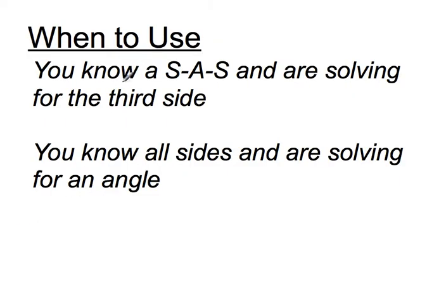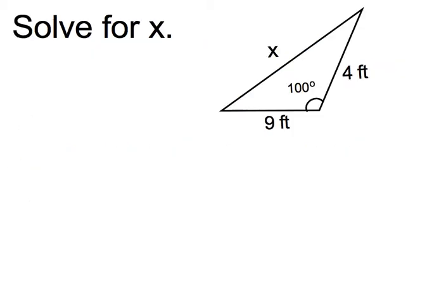So when do we use the law of cosines to solve for pieces of triangles? Well, if you know a corresponding side, angle, side, and you're looking for the third side of the triangle, then that's one of the instances you would use it. The second instance is if you know all of the side lengths, you know no information about angles, and you're trying to find one of the angle measurements. So we're going to look at one of each of these cases today.